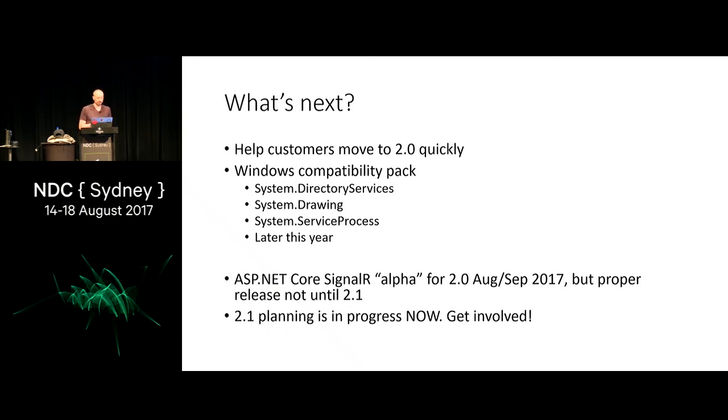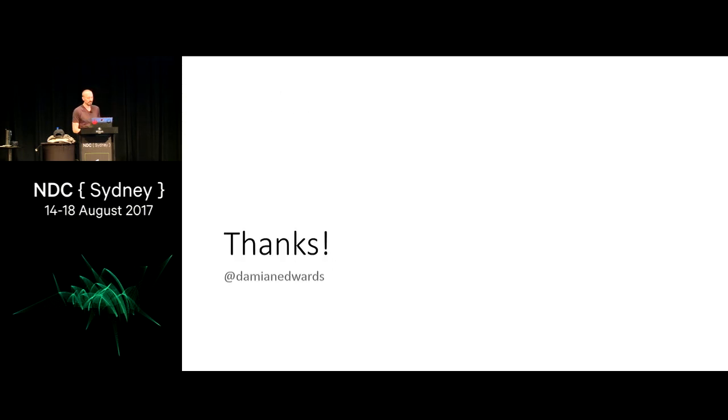And lastly, ASP.NET Core SignalR, which I know a lot of people are waiting for. We will have an alpha of that out in the next month that you will be able to run on top of 2.0 so that you can start at least giving us feedback on the new SignalR. But the actual release of SignalR will not come until ASP.NET Core 2.1. Okay? Which we're planning right now. So if you want to get involved in the next version, if you're really at the bleeding edge, jump onto GitHub, go look at the stuff that we're talking about now, the stuff that we're coding, and give us feedback super, super early.